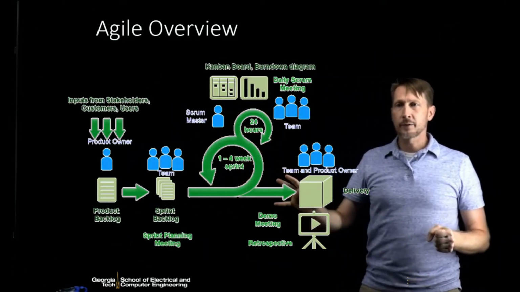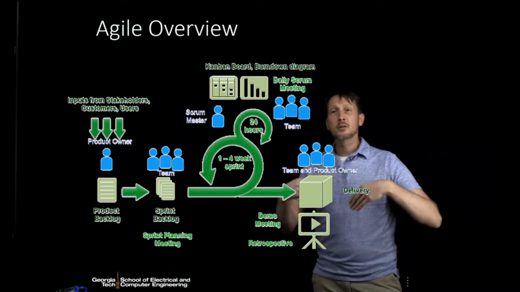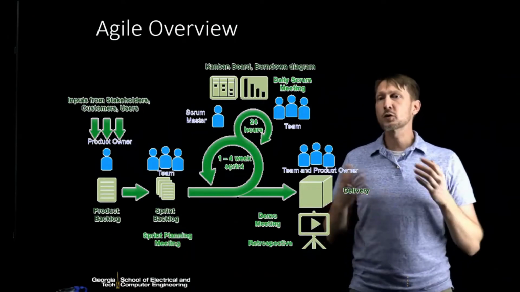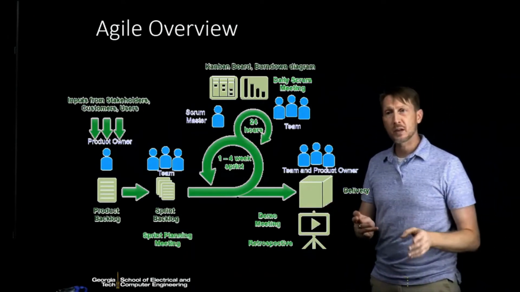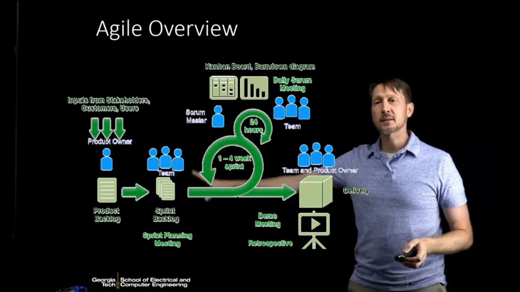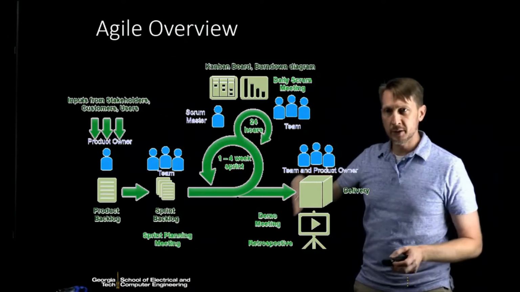At the end of it, you deliver something, and then you have a meeting to look at how the sprint went, what you need to do next, what you accomplished, what you didn't accomplish, and why. That's the retrospective. Okay, so that's an overview of the entirety of the sprint process. And then once you do this, you go back and you continue to sprint.